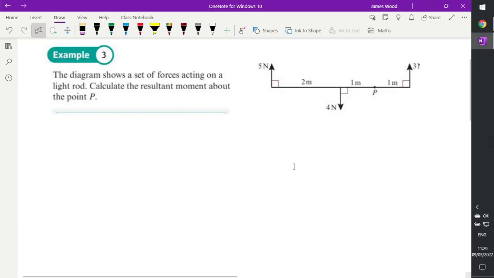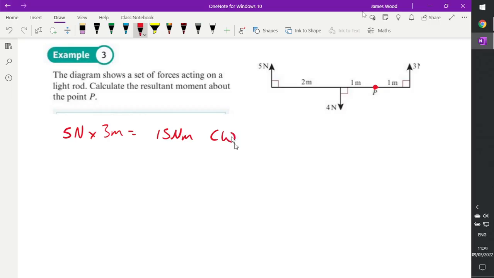Okay. So here we've got a set of forces acting on a rod. Calculate the resultant moment about the point P. So you've got this pivot here, point P, and then we've got these different forces that are all different distances away. So we've just got to analyse each one. So the 5 newtons here, if this is my pivot and this is upwards, this is going to make it rotate clockwise. So I've got 5 newtons times a distance of 3 meters away. So that's 15 Newton meters clockwise.